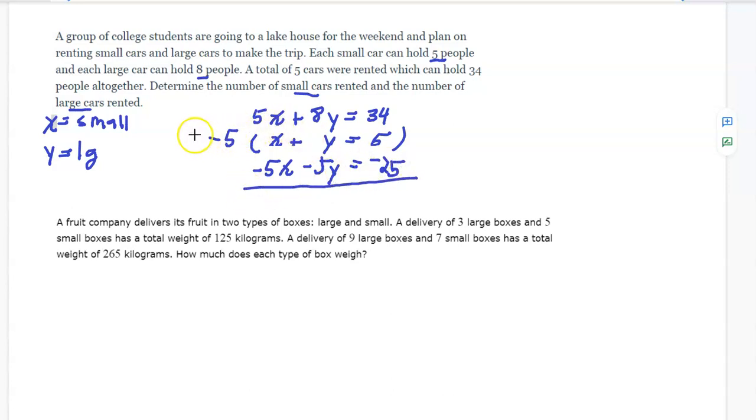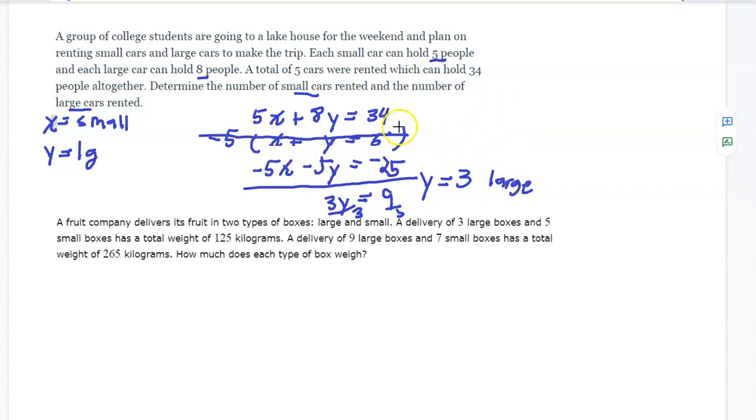Okay, so now this middle equation is gone. 5x minus 5x, that's going to cancel. 8y minus 5y gives me 3y equals 34 minus 25 gives me 9. Divide both sides by 3. y equals 3 large cars.